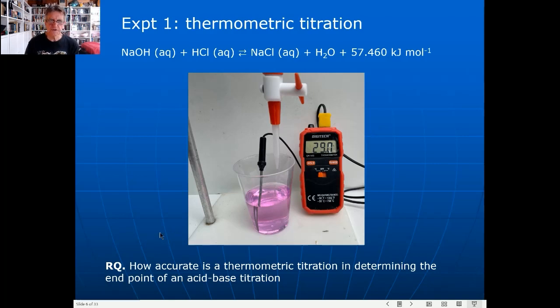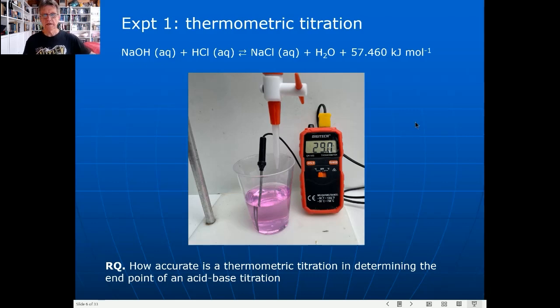So my suggestion here is the research question could be, how accurate is a thermometric titration, that is detecting the heat or the temperature rise, in determining the endpoint of an acid-base titration. Okay, so we'll go through some numbers and so on.